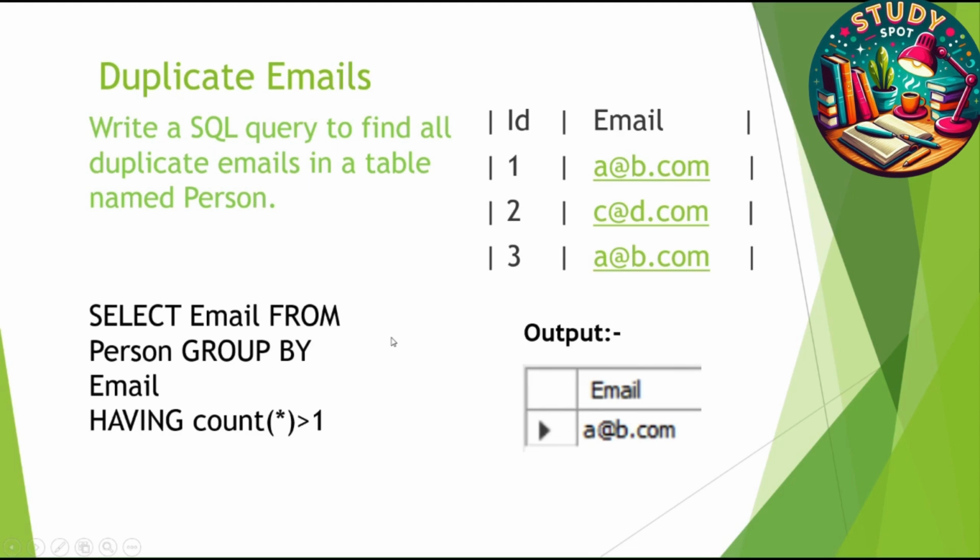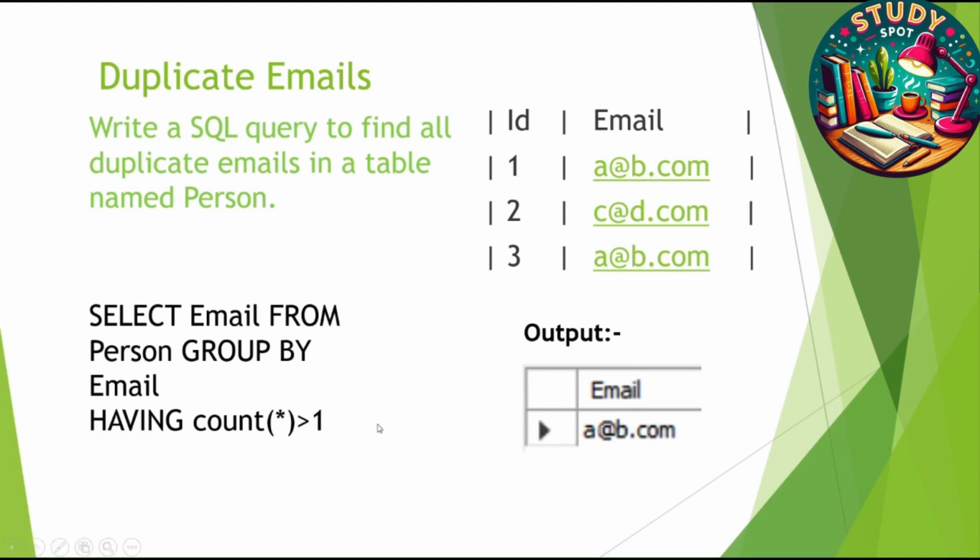Select email from person group by email having count(*) > 1. From person, this specifies that we are working with the person table. Group by email. This groups records in the person table based on the email column. All rows with the same email will be grouped together.